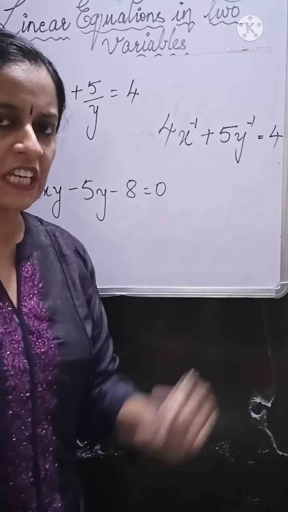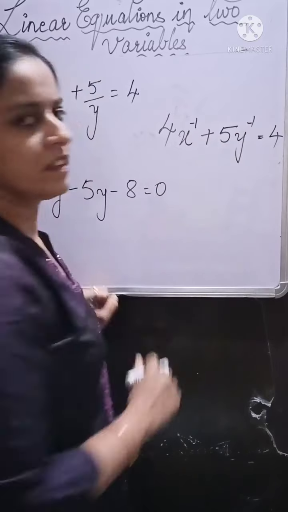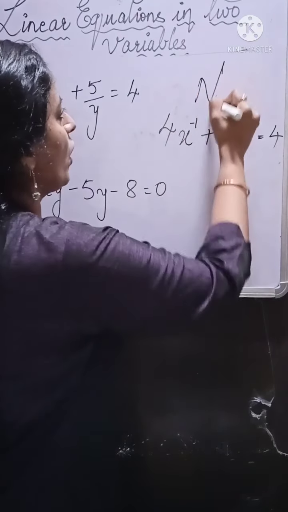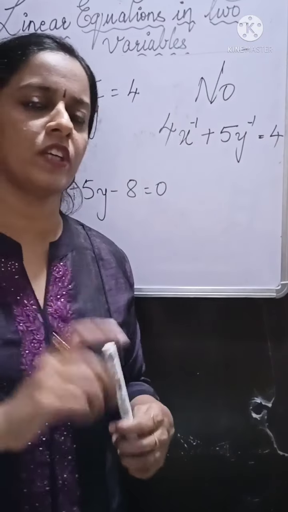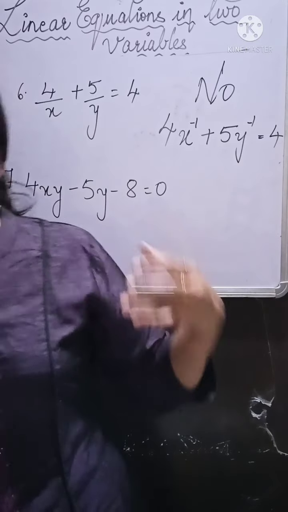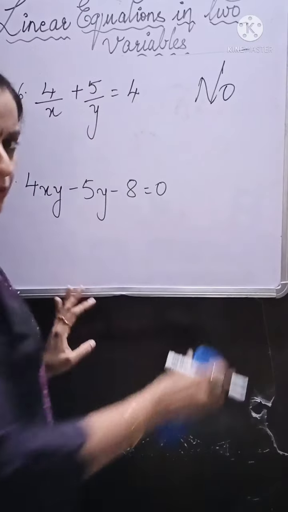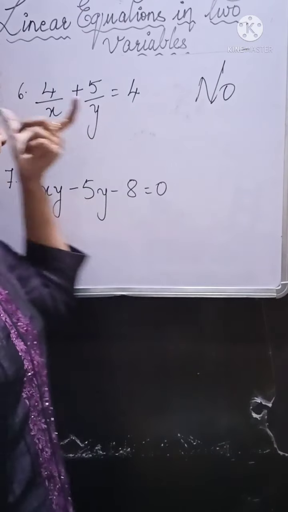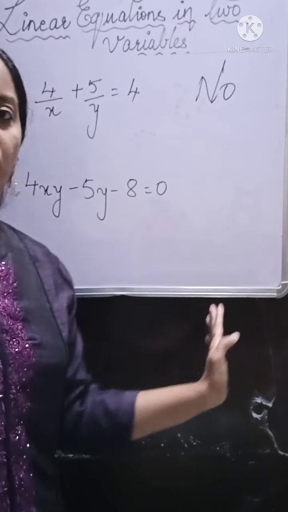Just check the condition. Variables are there, x and y. But look at the degree. It's coming to be minus 1. So this is not a linear equation in two variables. If you have the variable down as the denominator, you can make it into a linear equation. That we will be discussing later. But in this given format, it is not a linear equation in two variables.